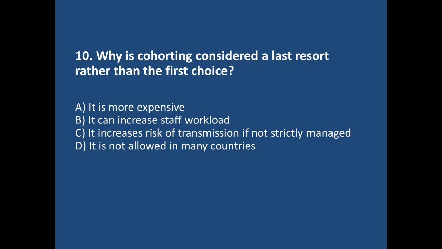Question number 10. Why is cohorting considered a last resort rather than the first choice? A. It is more expensive. B. It can increase staff workload. C. It increases risk of transmission if not strictly managed. And D. It is not allowed in many countries.